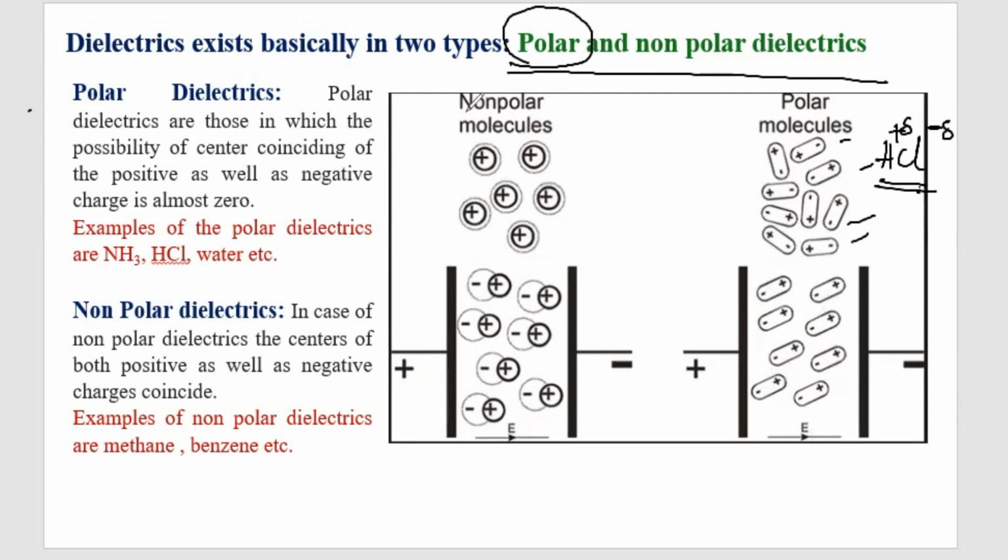And non-polar dielectrics are particles, molecules or atoms where there is no separation of the positive and negative charge in the absence of electric field. The positive and negative charge exist together in the absence of electric field, but when they are placed inside the electric field, the positive and negative get separated, and we can see here the positive charge aligned towards the negative terminal and the negative charge aligned towards the positive terminal. Examples of non-polar dielectric materials are methane, benzene, etc.